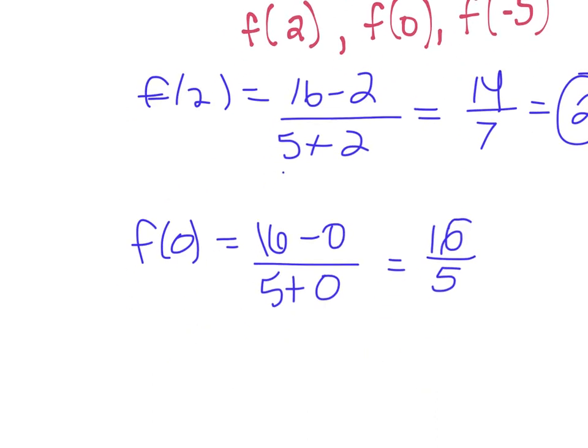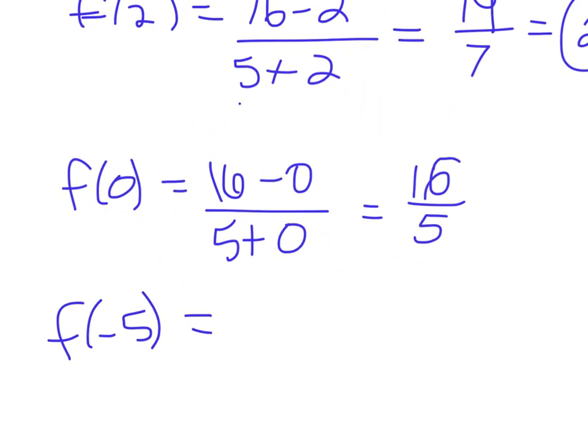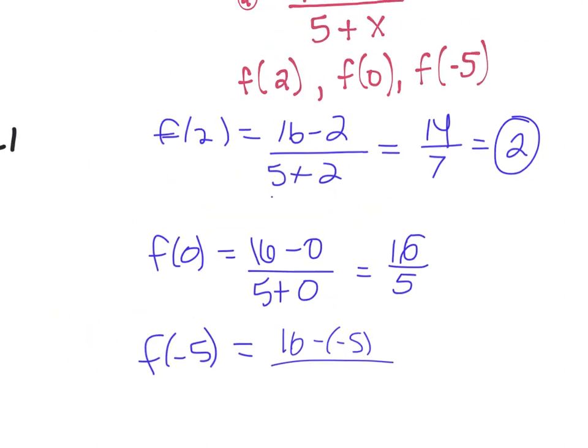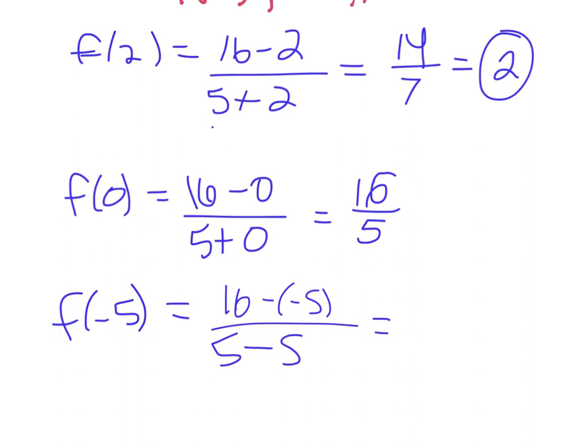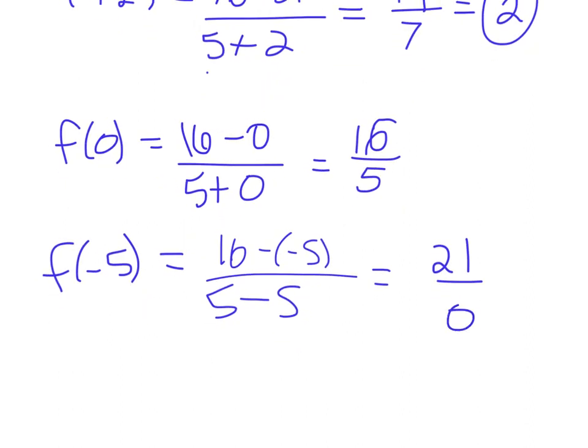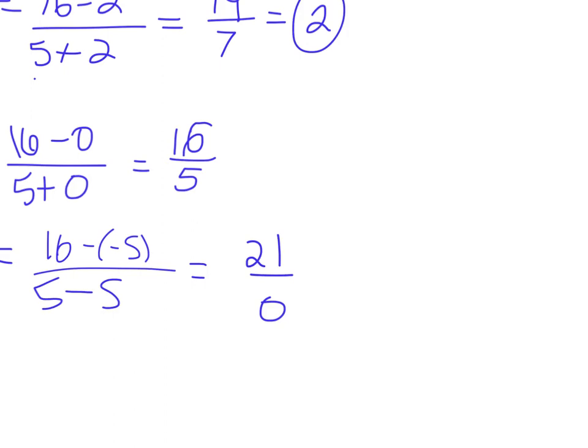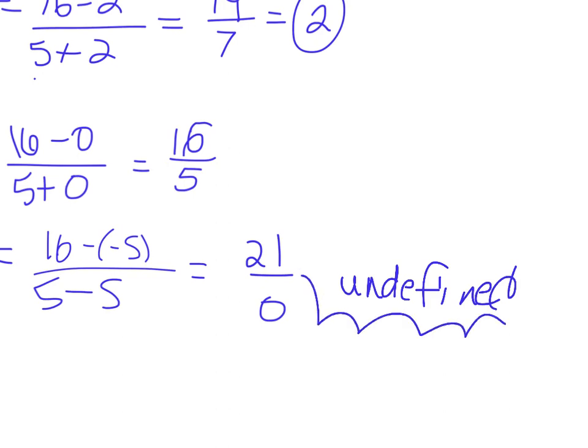Last one. -5. F of -5. So I'm plugging in -5. 16 minus -5. And then 5 minus 5. What's 16 plus a 5? 21. 21 over, what's 5 minus 5? 0. What's my answer here? No. Undefined. Where is 0 not allowed to be? In the denominator. Undefined. It's not 0, guys. You can write no solution or something like that, but it's not 0.